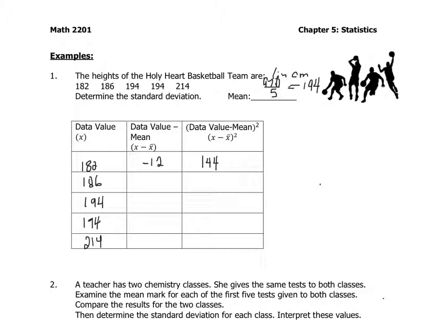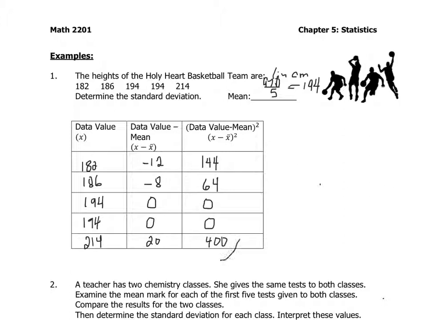And then the next one is 186, take away 194, the mean, and you get negative 8. And negative 8 squared is 64. And 194, take away 194 is obviously 0. 0 squared is 0. Same thing for this one. And then 214, take away 194, is going to be 20. And 20 squared is 400.